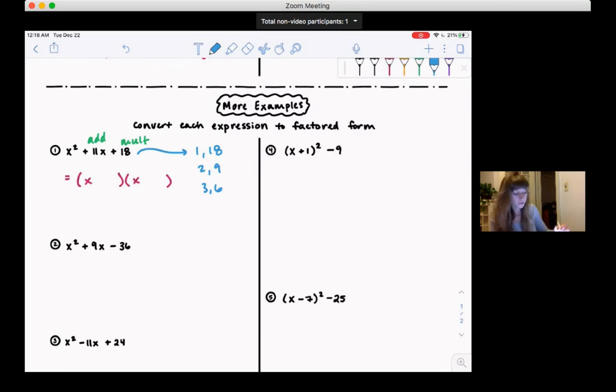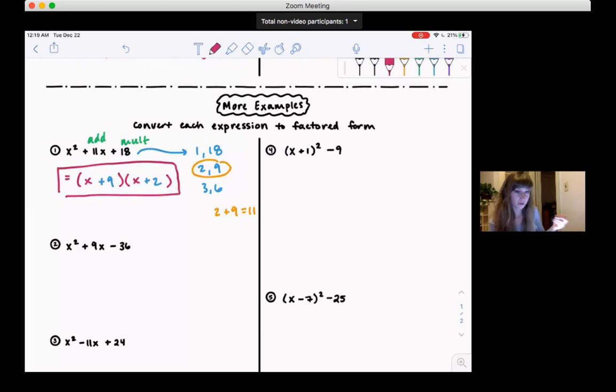Okay, so now we're going to go down our list and look for a pair that could somehow make 11. We might need to use negatives, we might not. So 1 and 18, I can't make 11 out of 1 and 18. 2 and 9, though, I can totally make 11 out of 2 and 9. So if I do positive 2 plus 9, I get 11. So that's telling me that the numbers in the factors should be positive 2 and positive 9, and it doesn't matter where they go. So plus 9, plus 2, and we got it. We're now in factored form.